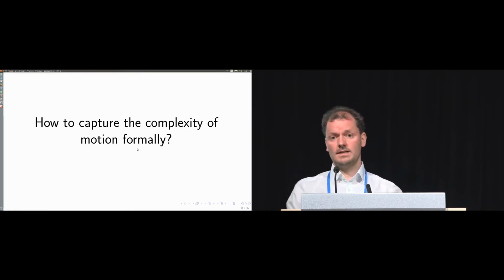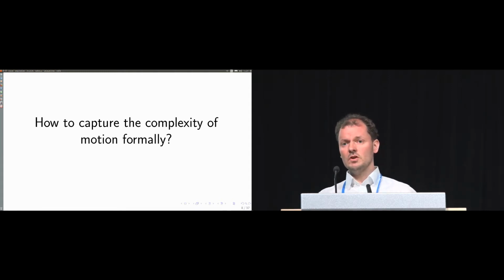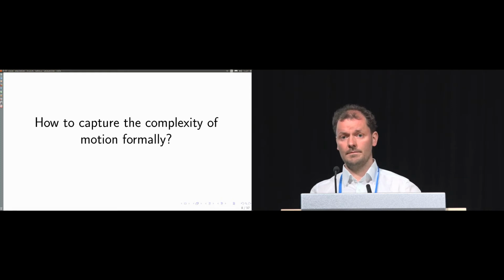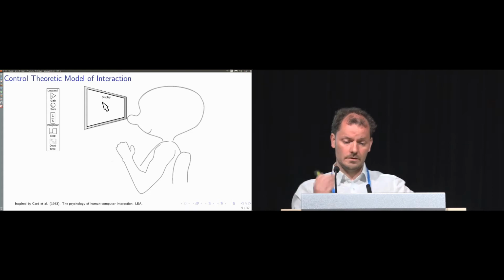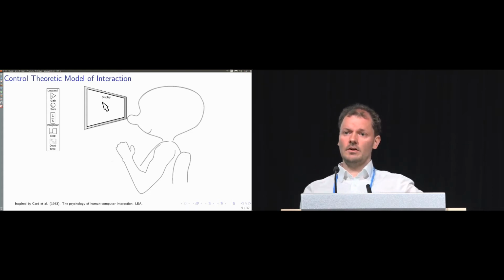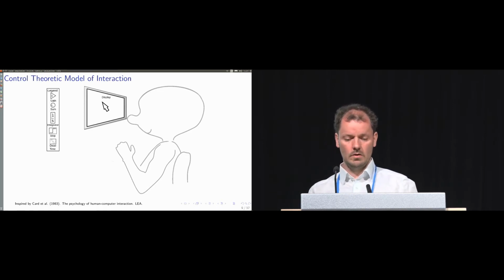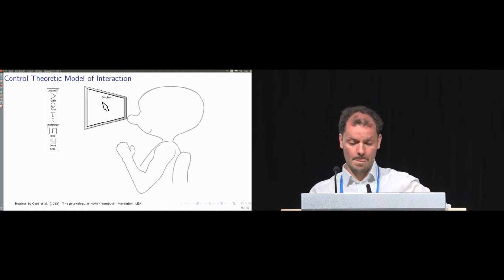So what we asked ourselves is, this motion is quite complex, so how can we actually capture the complexity of this motion formally? How can we build models that allow us to predict how this motion dynamically unfolds over time and allows us to design for this kind of interfaces? And in order to do that, you need to not understand interaction as a series of discrete events, but you need to understand interaction as a dynamical system, so from a control theoretic perspective.